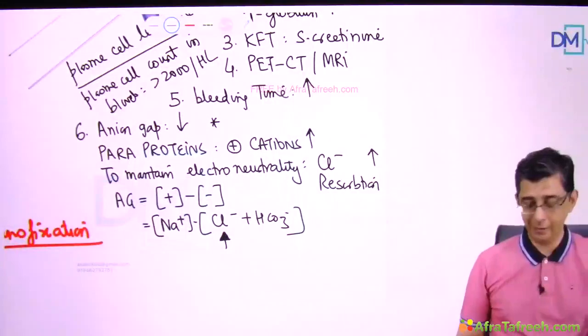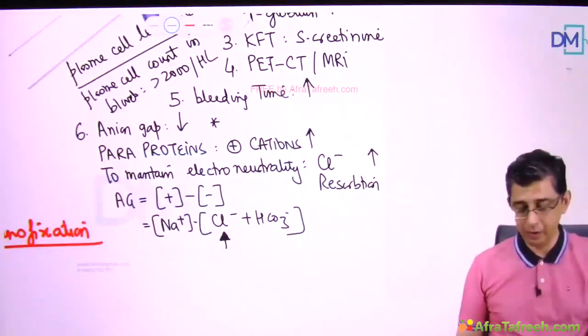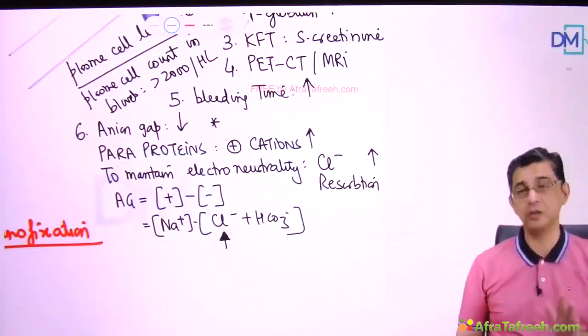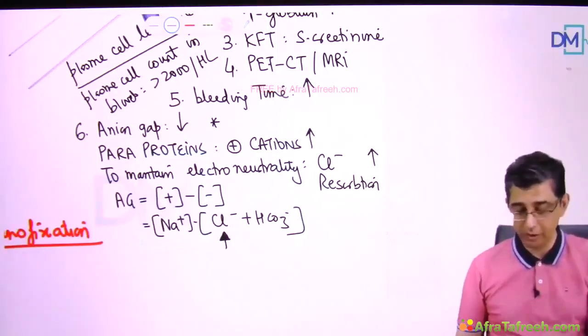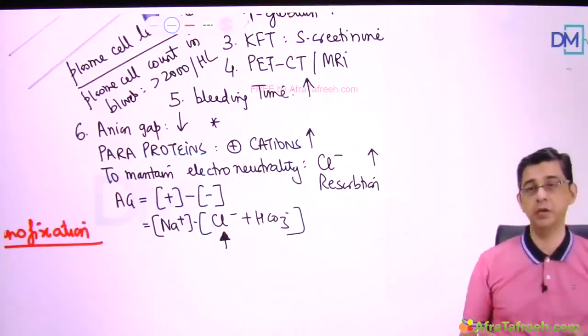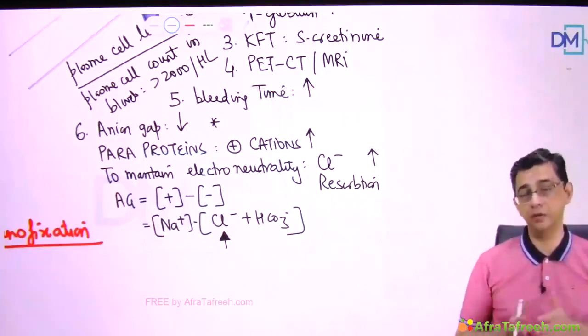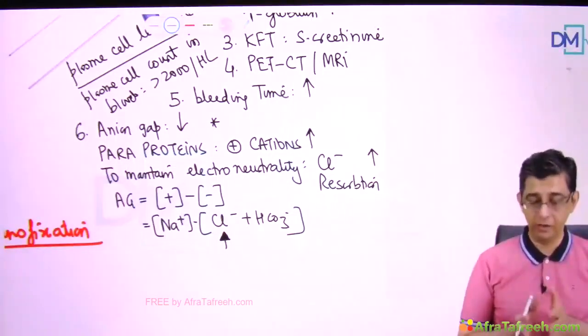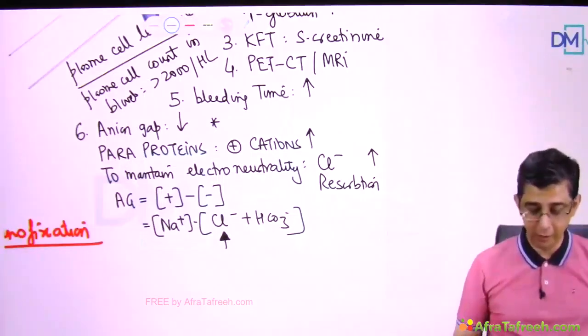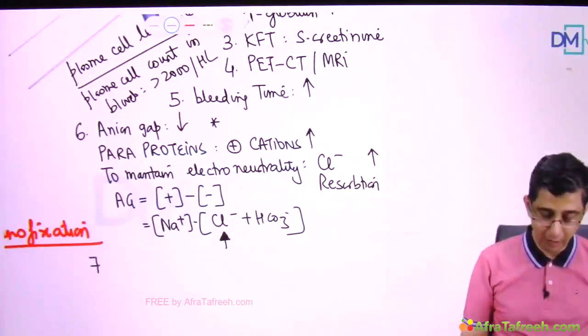You see, the cationic paraproteins are increased. The paraproteins are not included in the positive side of the anion gap. It is sodium mainly that is to be considered, or hydrogen ions, but definitely not the paraproteins. Because the positive charges are more, the kidney will reabsorb the negative ions, that is chloride, and if the serum chloride tends to increase, then the mathematical value of anion gap will definitely reduce. So reduced anion gap will be encountered in these patients.